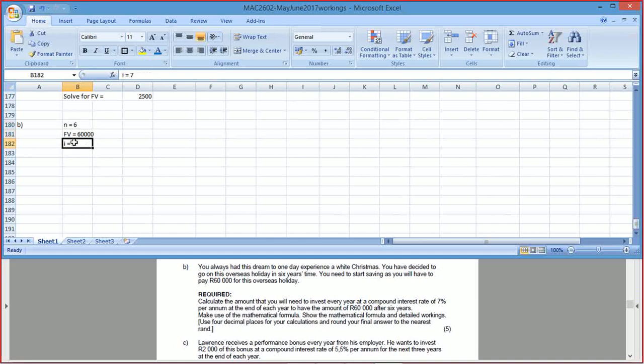Okay, so N is 6 years, future value is 60, I is 7, right? Yes, sir. What are you solving for? For PMT, the payment, because it's a payment at the end of each year. So it's the PMT, right? Yes, sir. Okay, so 6 years, 7%.